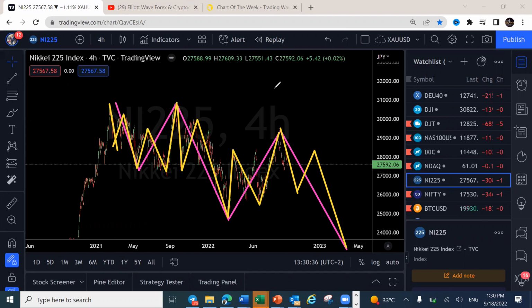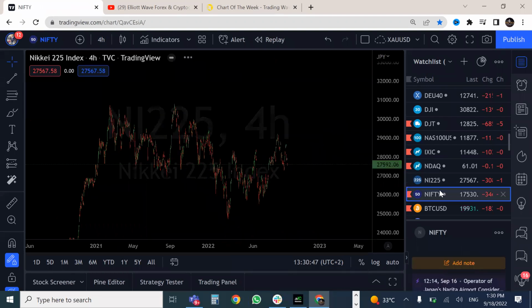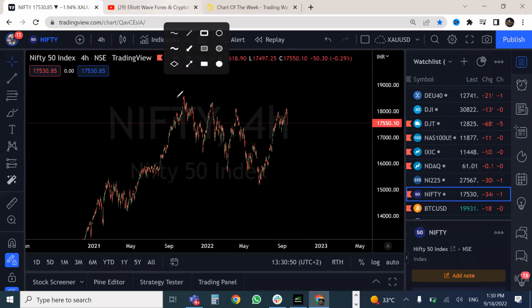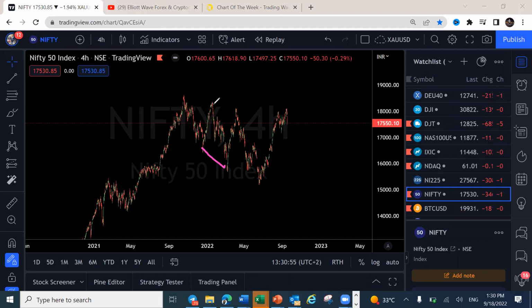For it to complete this structure, what structure will that be? The structure would be a bigger WXY here on the Nikkei. Right, so let's see how that's going to play out. And lastly, the Nifty. Right, so the Nifty has made a 3-wave structure. So we've already seen this structure a number of times. So that is the running flat there.